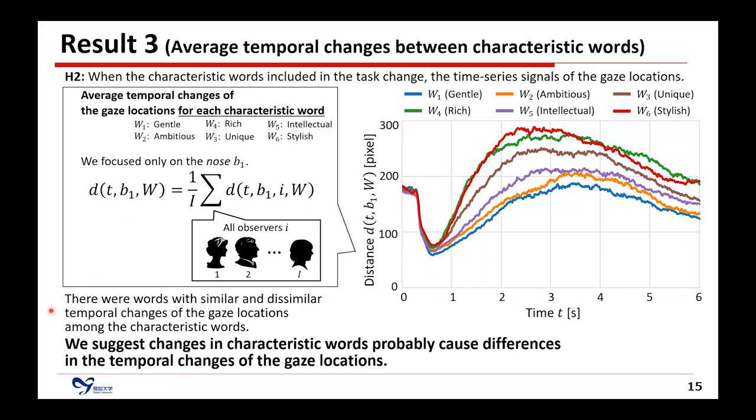We found there were words with similar and dissimilar temporal changes of the gaze location among the characteristic words. We suggest changes in characteristic words probably cause differences in the temporal changes of the gaze location.